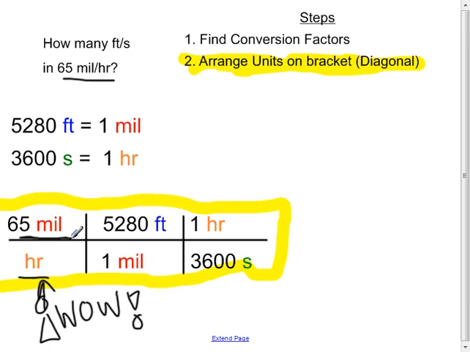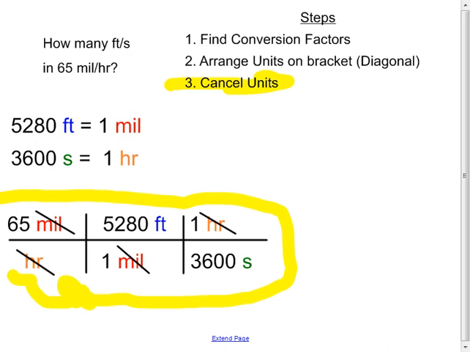Then I arrange the other two factors diagonal. I arrange the other factors that I need, remembering to keep alike units diagonal. So I put the miles across from each other. And if you notice, here's the hour here. That means I put the 1 hour up on the top.